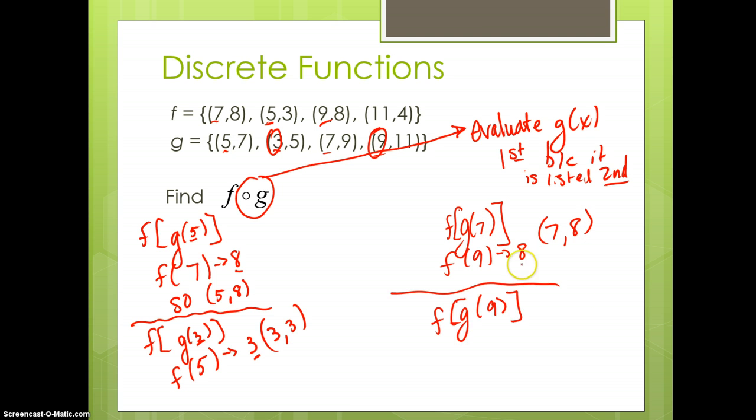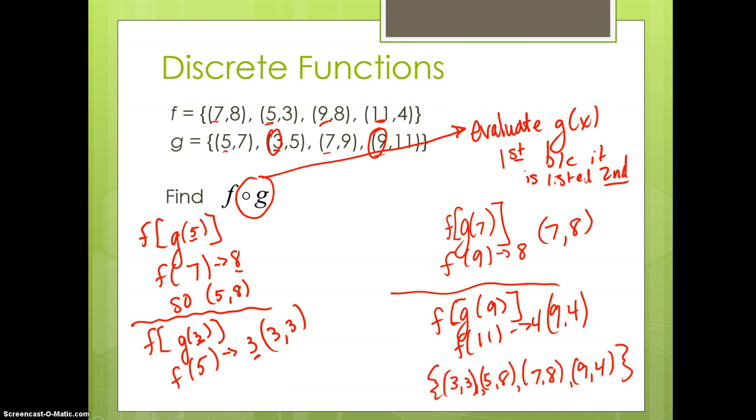And our last x value in the g function was 9. So that's the one that we're going to do. So we end up with f of 11. In the f function, when x is 11, y is 4. So we get the point (9, 4). We would list these as a solution set.